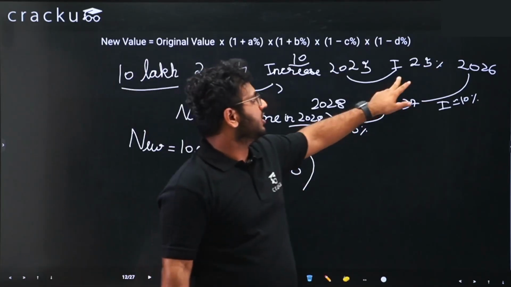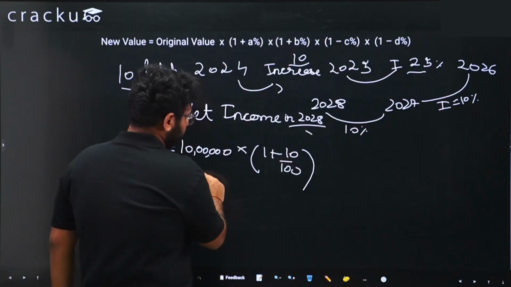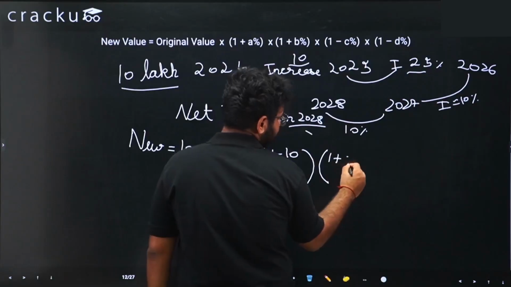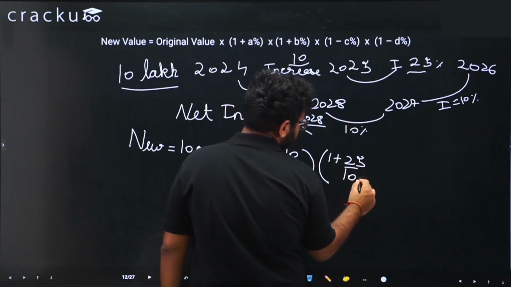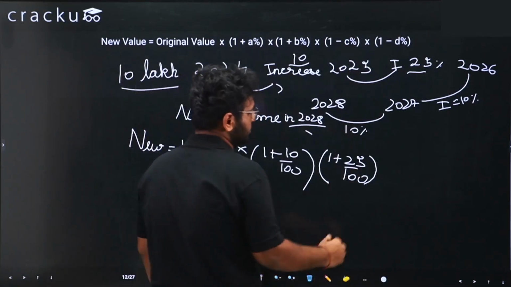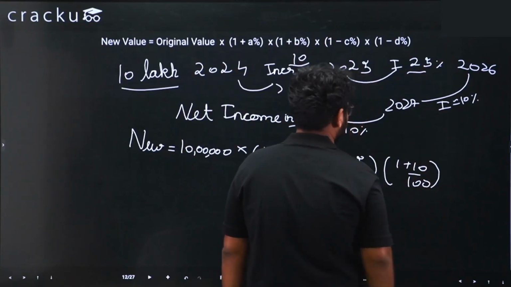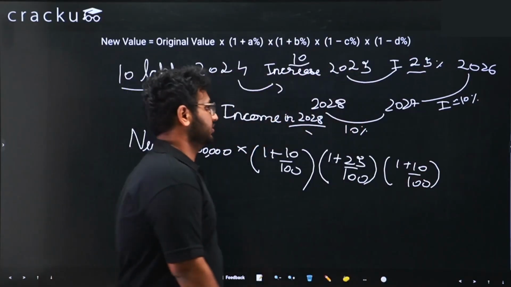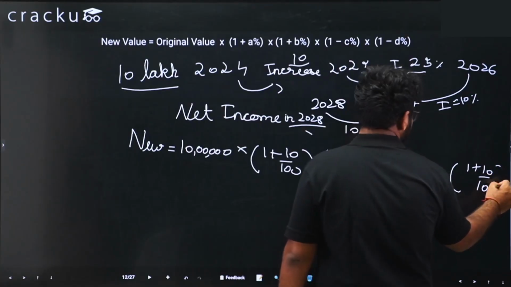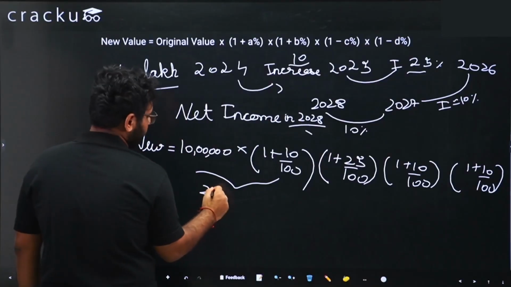Now it increased by 25% from 2025 to 2026. So this value increased by 25%, so we will multiply it by 1 plus 25 by 100, into, again it increased by 10%, so 1 plus 10 by 100. Again it increased by 10%, so again 1 plus 10 by 100. So this will be my salary in year 2025.